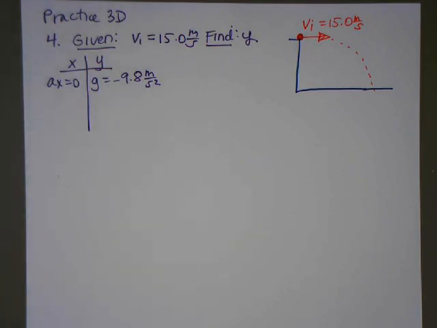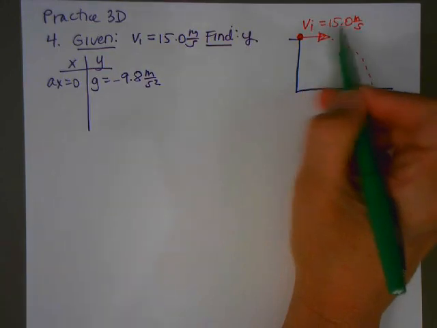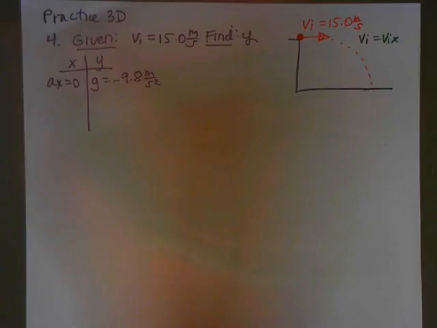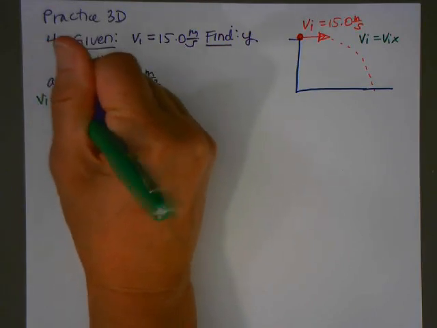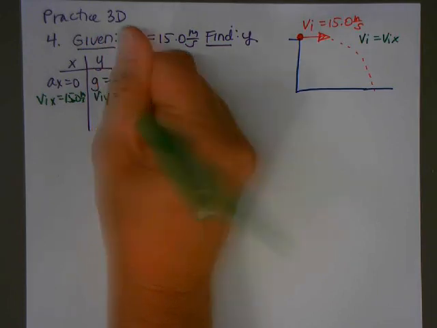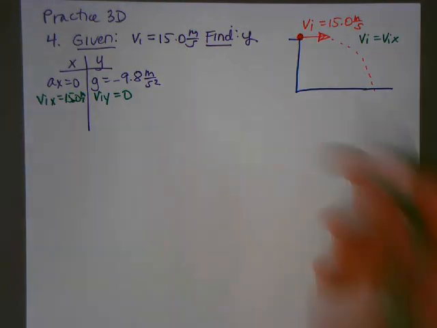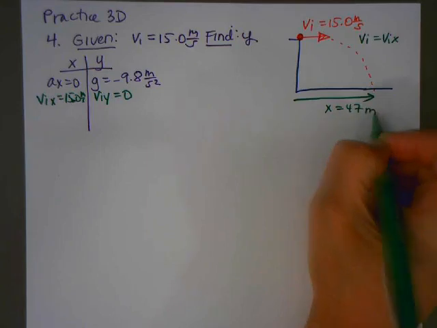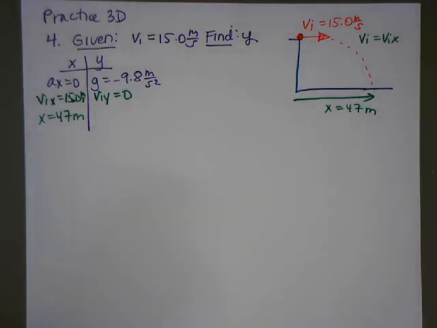They also told me that, first of all, this is all horizontal. It has no vertical component. Okay. So I know VI is equal to VIX. So VIX is equal to 15 meters per second. And VIY is 0 because it's all horizontal and it has no vertical component. In this problem, they tell us X is equal to 47 meters. And they want us to find Y.